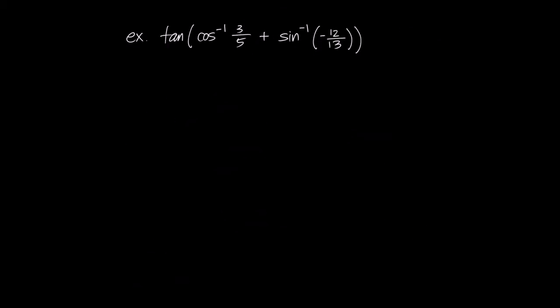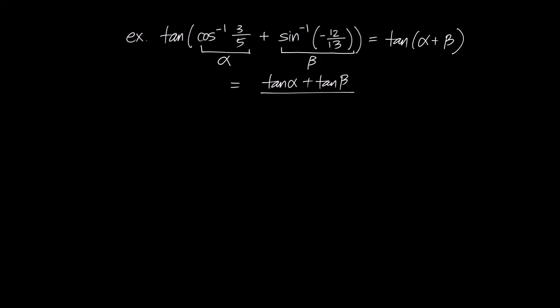Okay, we're almost done. Another example is something like the previous two examples, but a little bit more involved. Here we have tangent of inverse cosine of 3/5 plus inverse sine of negative 12/13. So what we have to do here is think of this as an angle, which I will call alpha, and think of this right here as a different angle, which I will call beta. So this problem becomes tangent of alpha plus beta. And if you were to expand that using the sum identity for tangent, we have tangent alpha plus tangent beta over 1 minus tangent alpha tangent beta.